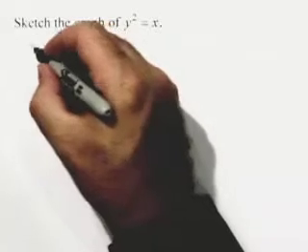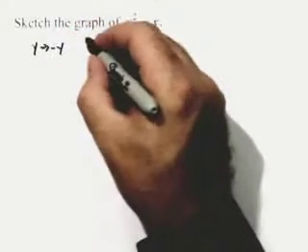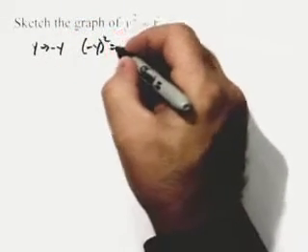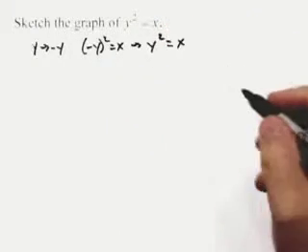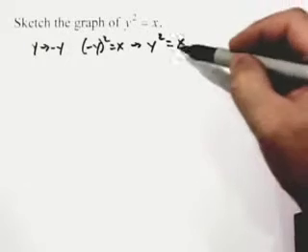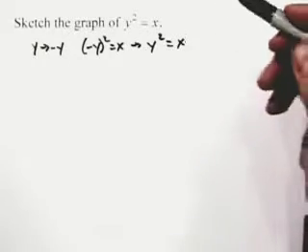Note if we change y to negative y, we get negative y squared equals x, or y squared equals x, which is the same equation that we started with. So the graph will have x-axis symmetry.